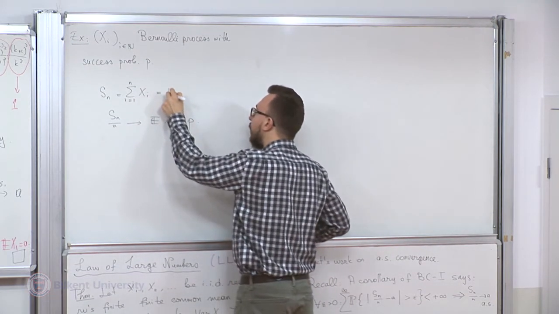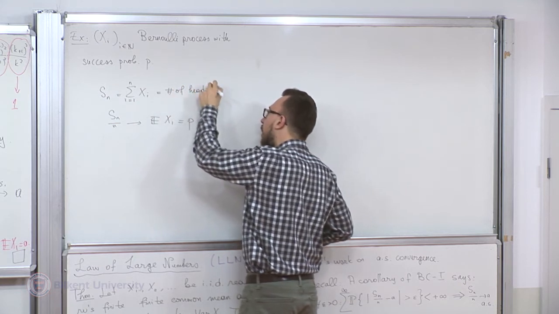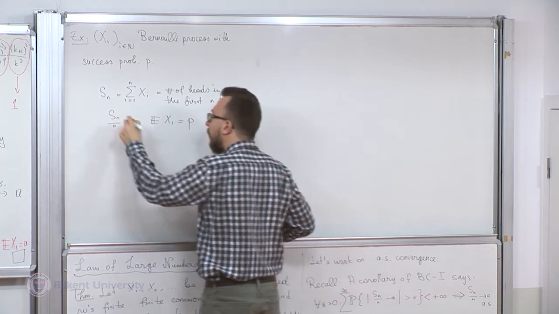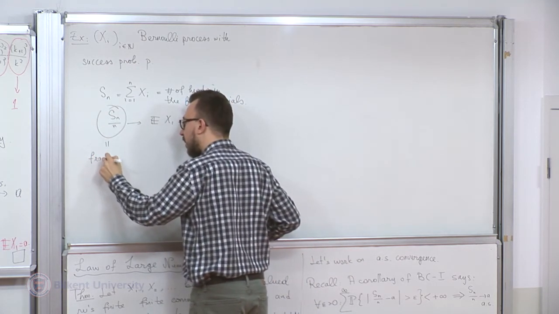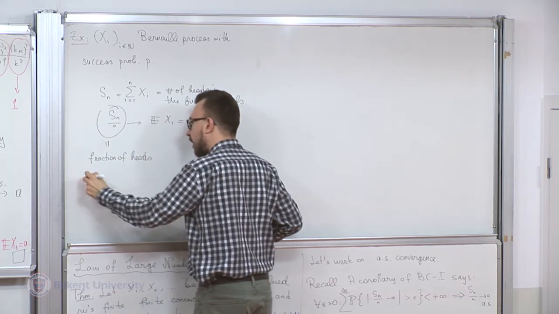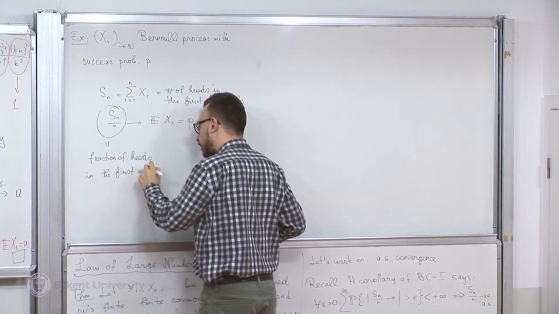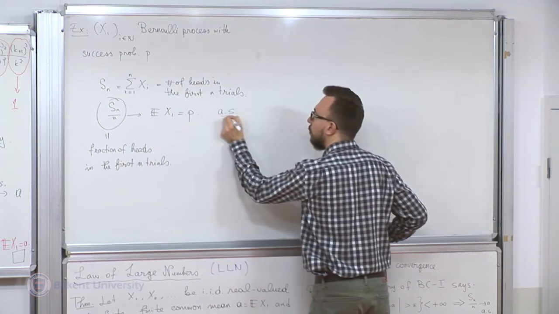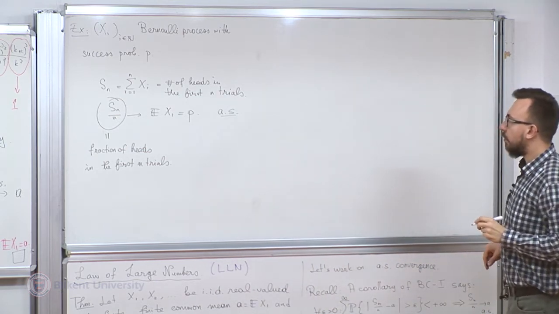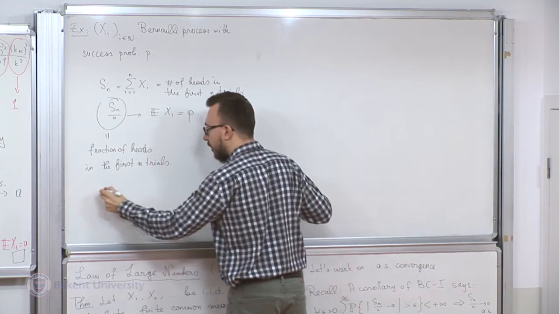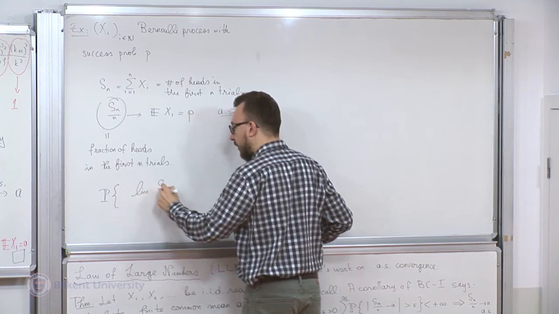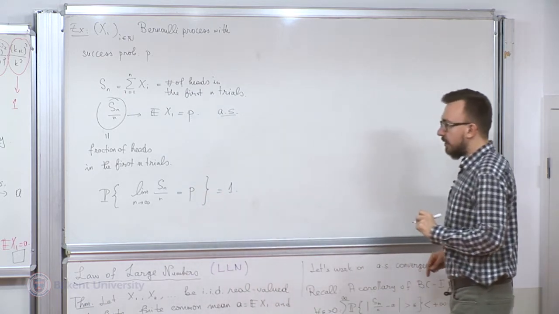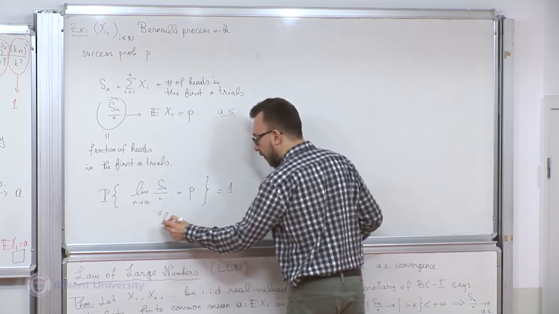So what is Sn? It is the number of heads in the first n trials. And what is Sn over n? It is the fraction of heads in the first n trials, almost surely. So to write it more carefully, what are we saying? We're saying that the limit of Sn over n as n goes to infinity is equal to p with probability 1. So this is a justification of the so-called frequentist approach.